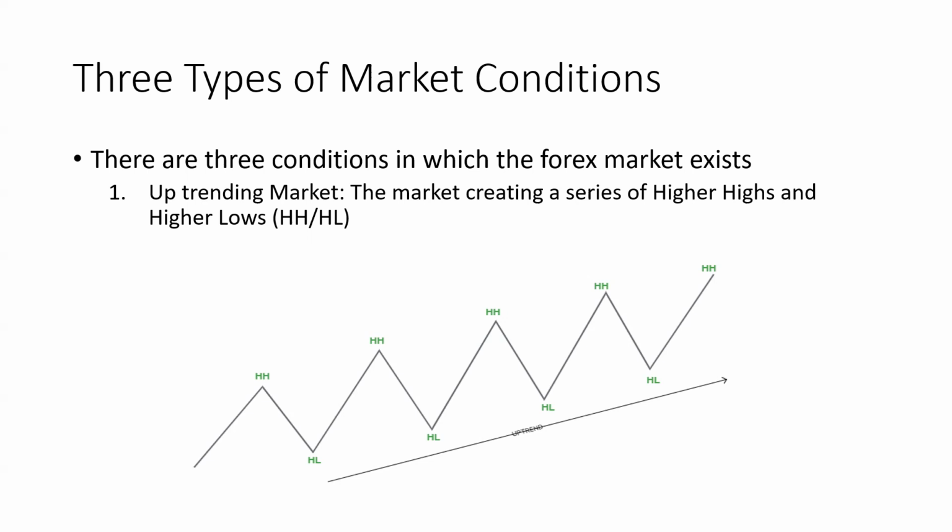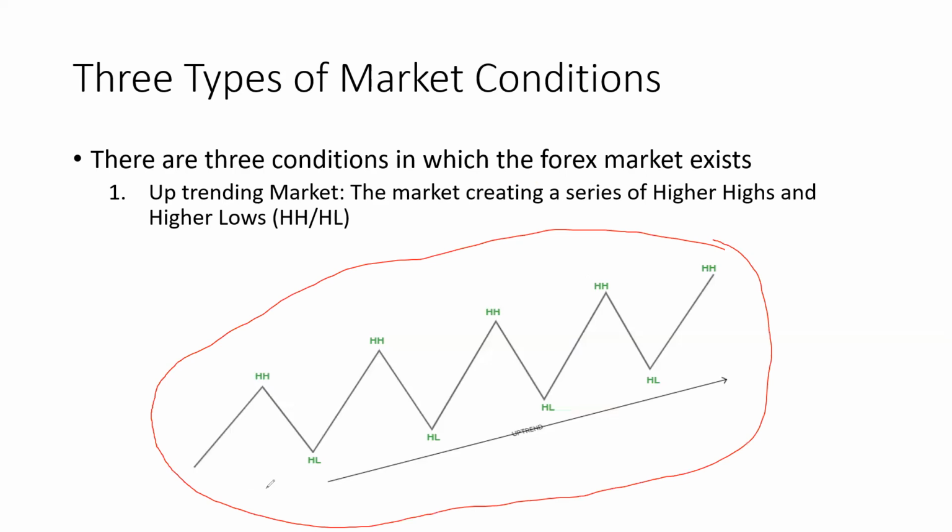We have an uptrend, or uptrending market, where the market creates a series of higher highs and higher lows. Thank you, Pastor Alan Mumba. So the first one is this one. I'm sure you're able to see the chart right in front of you. This one is trending. It is an uptrend, and it keeps creating a series of higher highs.